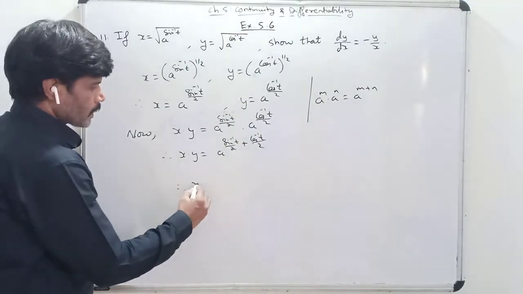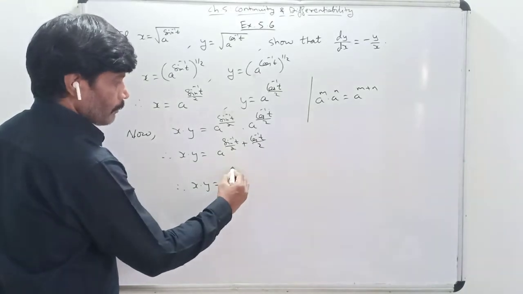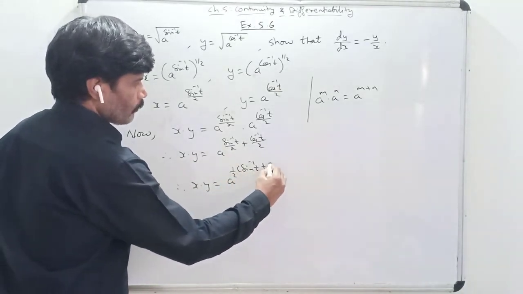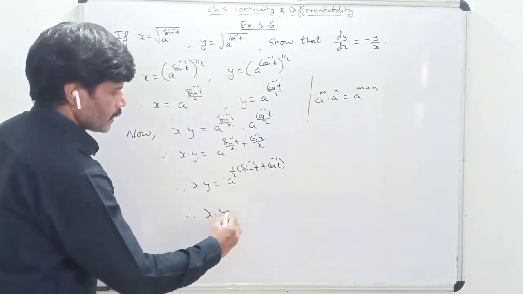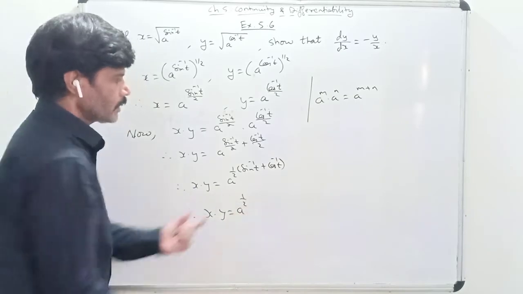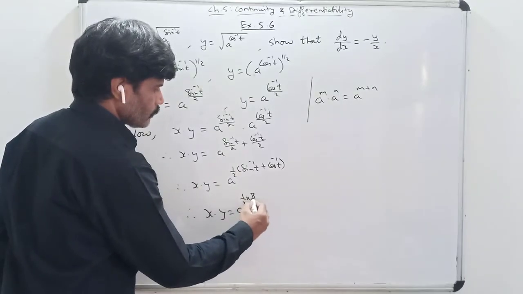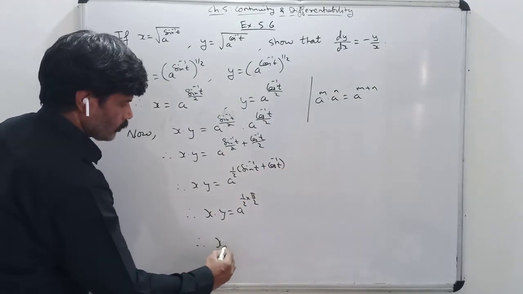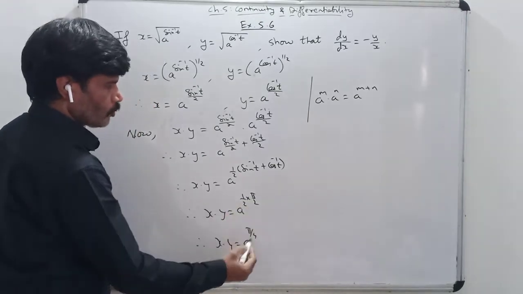So therefore xy is equal to a raised to 1 by 2, taking common. Inside the bracket we get sin inverse of t plus cos inverse of t. So x into y is equal to a raised to half. What is sin inverse of x plus cos inverse of x? Pi by 2. So this I can write pi by 2. Therefore x into y is equal to a raised to pi by 4.